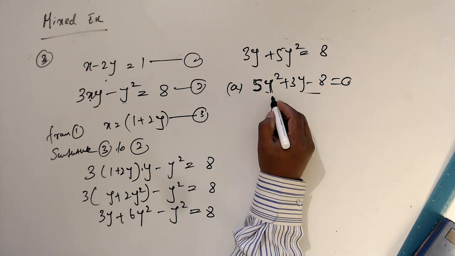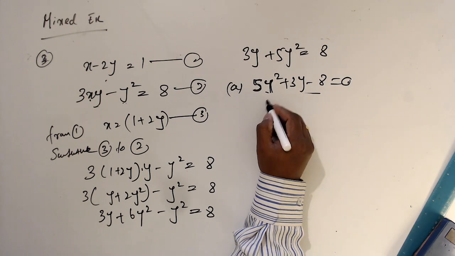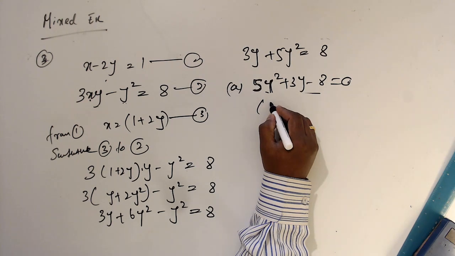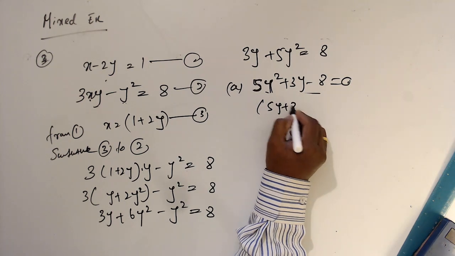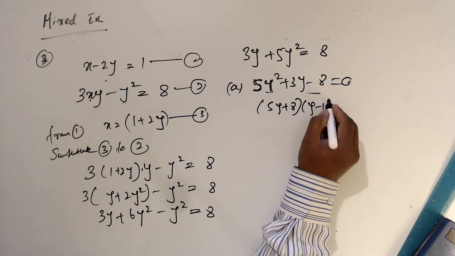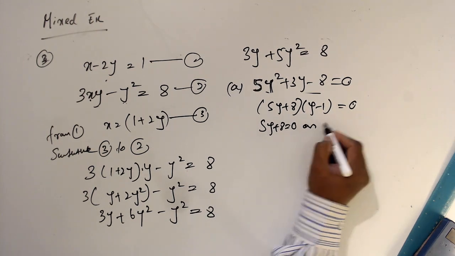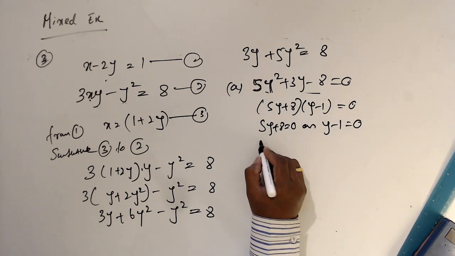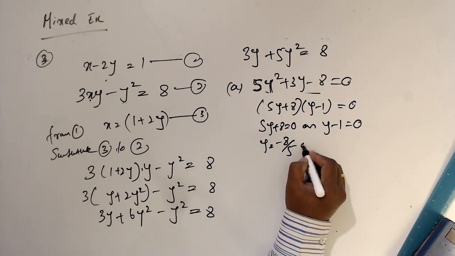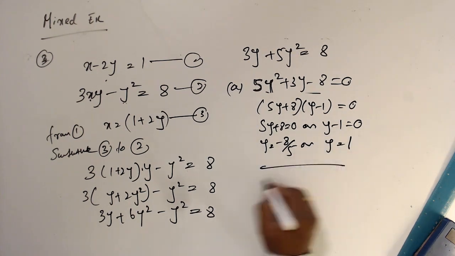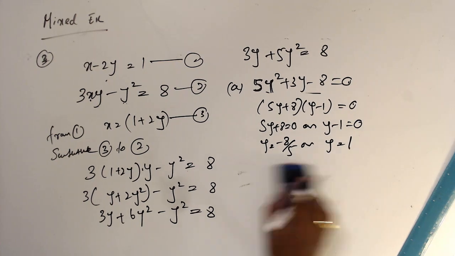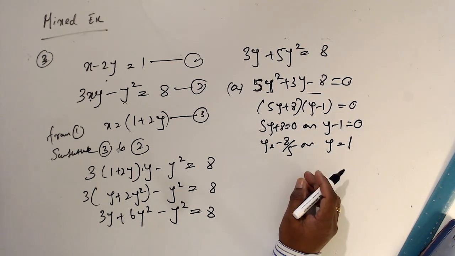Now I can bracket this out: 5y plus 8 and y minus 1 equals 0. So 5y plus 8 equals 0 or y minus 1 equals 0. So y equals minus 8 over 5, or y equals 1. Okay, it's not the answer yet. Now we have two y values.